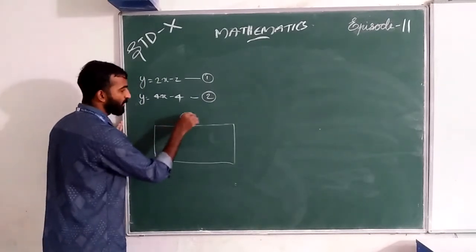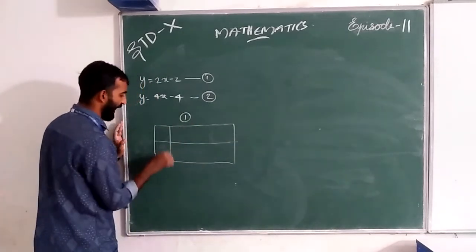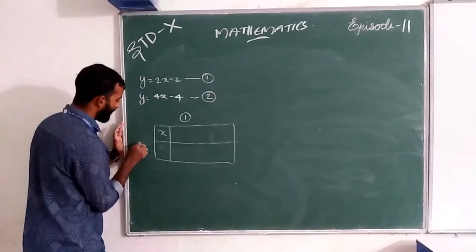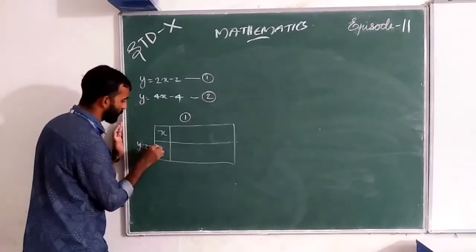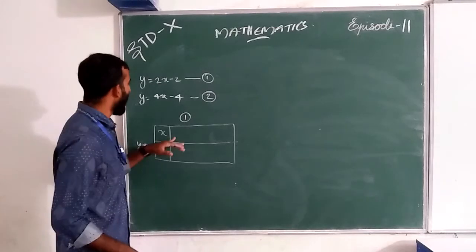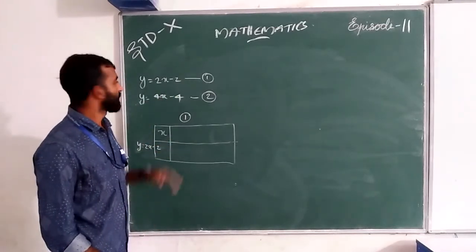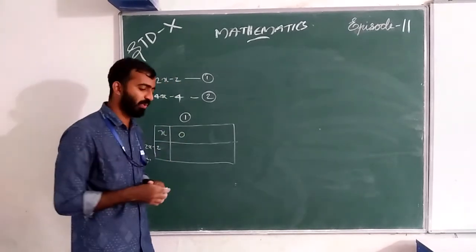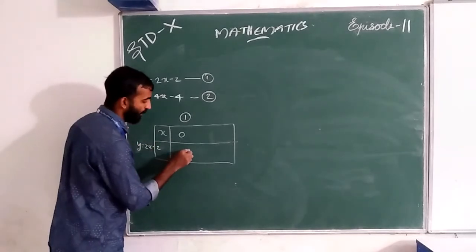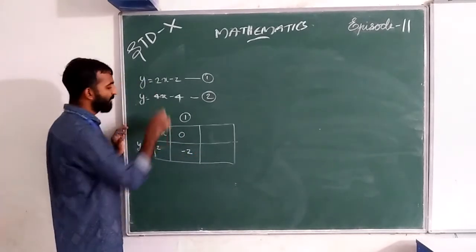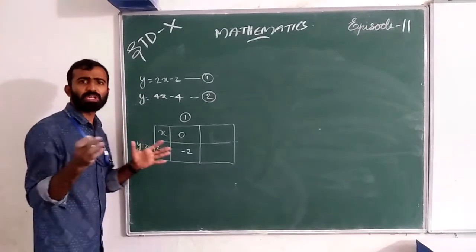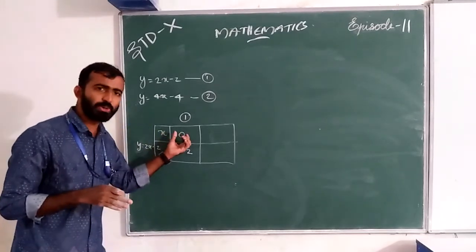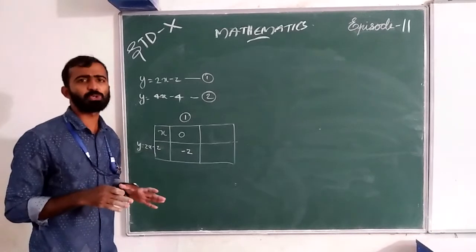That is equation number 1. The coordinates are here: x, and what we get here is y equals 2x minus 2. When I put x as 0, what do we get? We get minus 2. When we put x as 0, you can take any value for x, then you get a corresponding value. When I take 0, the corresponding value is minus 2.